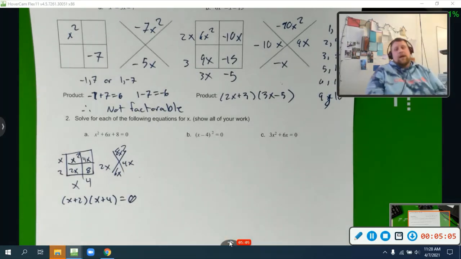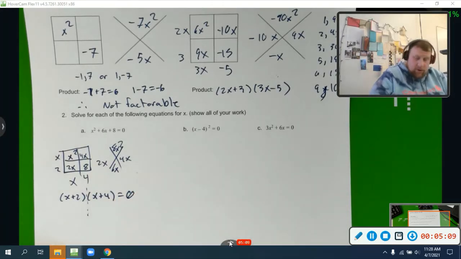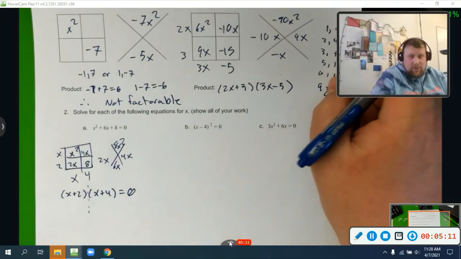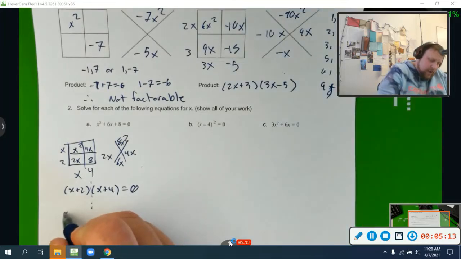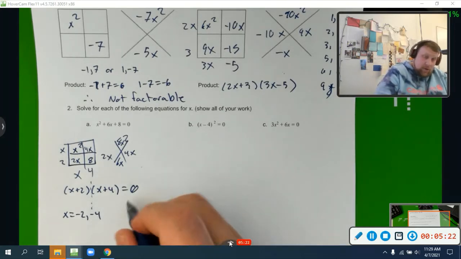Now, you have a choice, guys. Listen, when it's like this, we're going to set each of these equal to 0, right? If they're just one-steppers like this, I don't care if you just say, hey, this is going to be x equals -2 and -4, right? I don't mind that at all. However, if you want to show the work, that's fine.